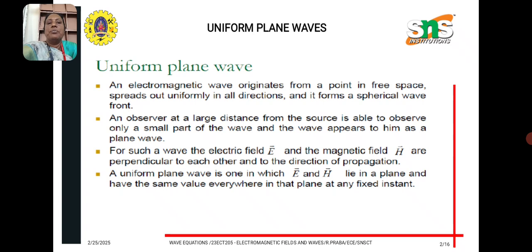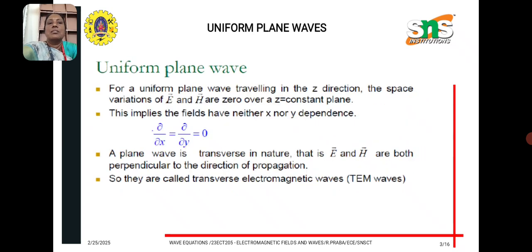So, for such a wave, the electric field E vector and the magnetic field H vector are perpendicular to each other and also perpendicular to the direction of propagation. So, we can conclude that a uniform plane wave is one in which electric field and magnetic field lie in a plane and have the same value everywhere in that plane at any fixed instant.